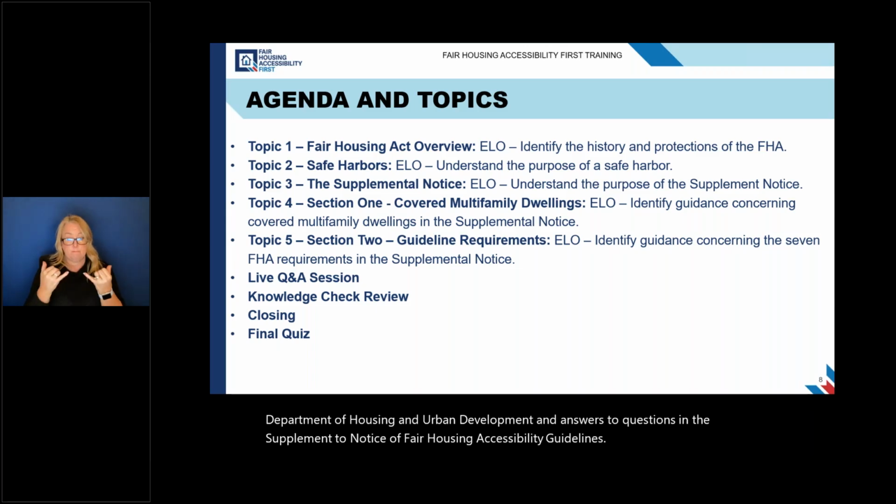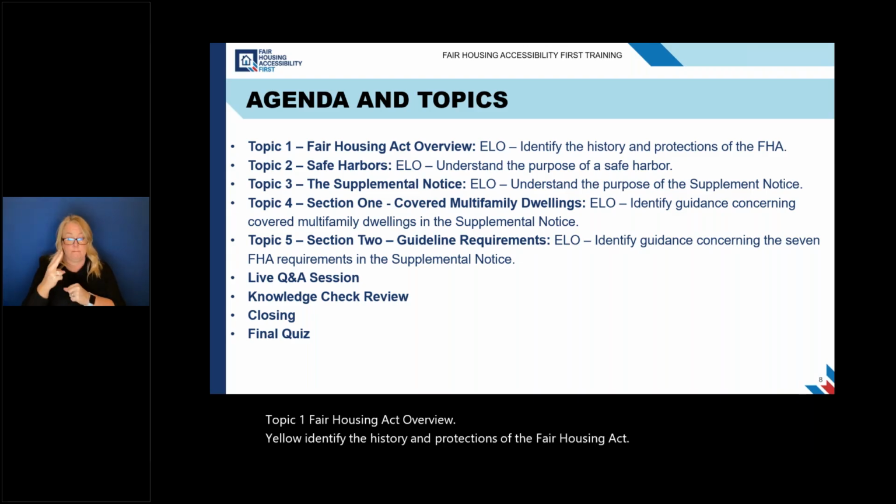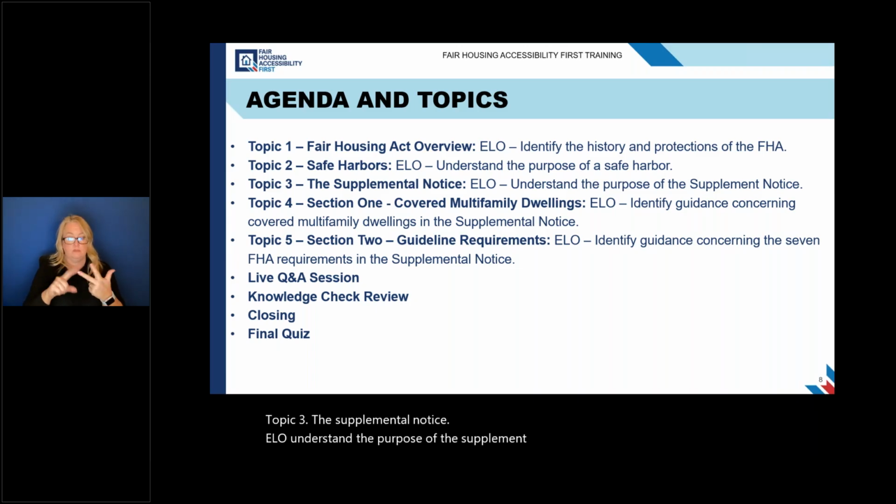Our topics and enabling learning objectives, or ELOs, are as follows. Topic 1, Fair Housing Act Overview. ELO: identify the history and protections of the Fair Housing Act. Topic 2, Safe Harbors. ELO: understand the purpose of a safe harbor. Topic 3, the Supplemental Notice. ELO: understand the purpose of the supplemental notice. Topic 4, Section 1, covered multifamily dwelling. ELO: identify guidance concerning covered multifamily dwellings in the supplemental notice.